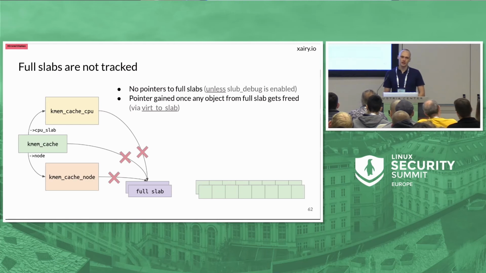So the moment the last free object slot within the slab is allocated, at this point the SLUB allocator forgets the reference to the slab and it doesn't keep it on any list. So the moment the SLUB allocator gains a pointer to the slab again is when one of the allocated slots on the slab gets freed. At this point, it just uses virt_to_slab to calculate the address of the slab structure and then it puts it back onto one of the partial lists.